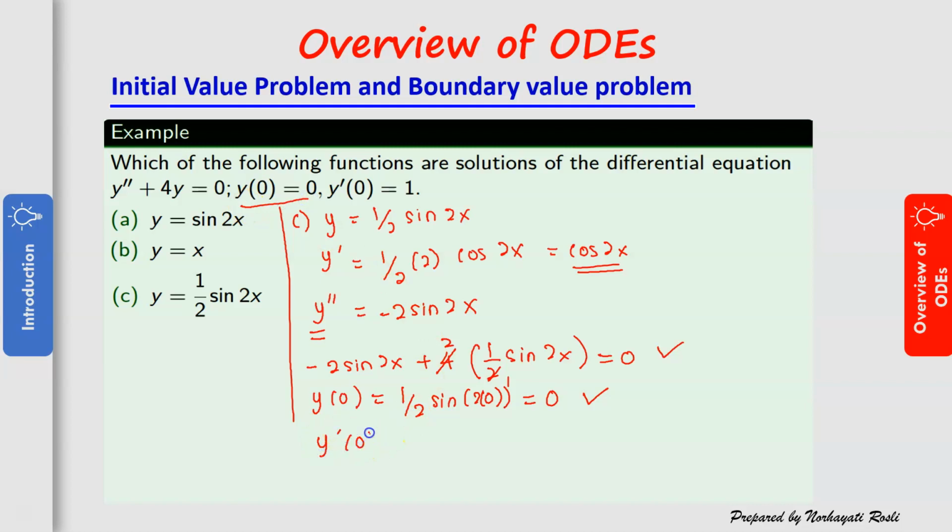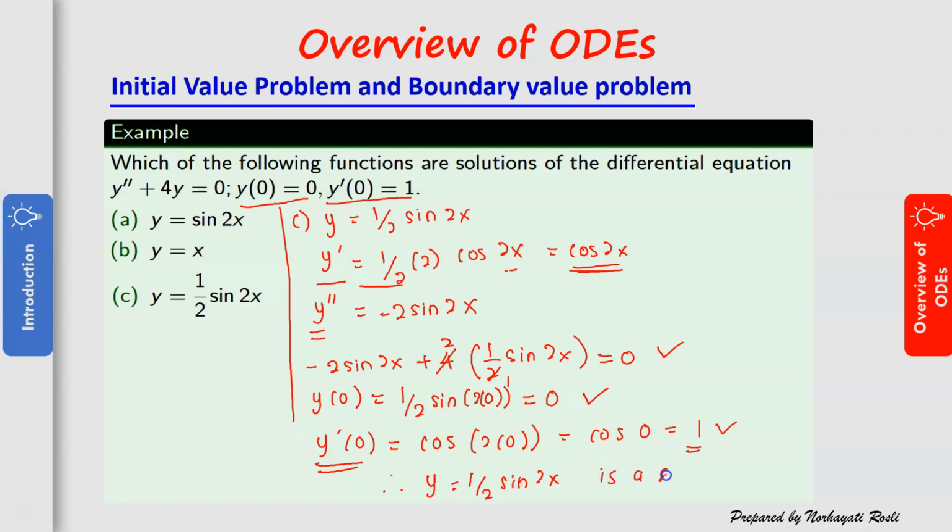Now let's check for y prime 0. Y prime is given by this equation. So now when we substitute x equal to 0, y prime 0 is equal to cos 2 times 0. That is cos 0, which is equal to 1. So you can see this y prime 0 equal to 1. That is, it fulfills this condition, which means that now it fulfills these three things. So we can say that y equal to 1 over 2 sine 2x is a solution for the differential equation.